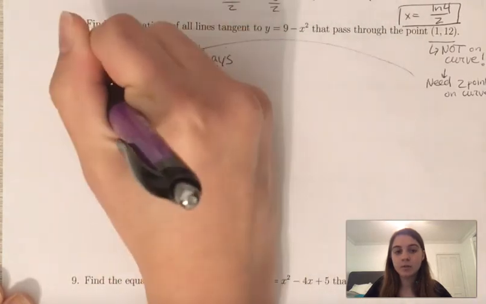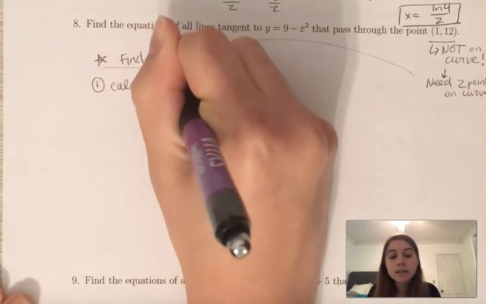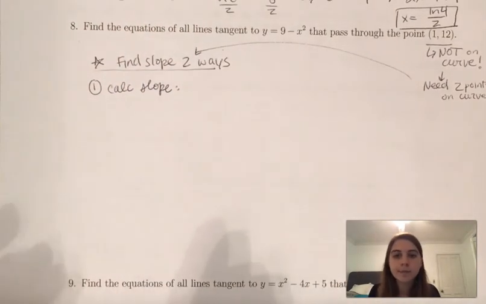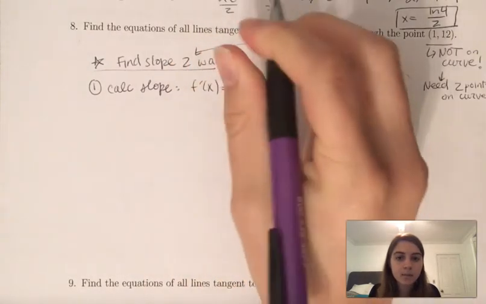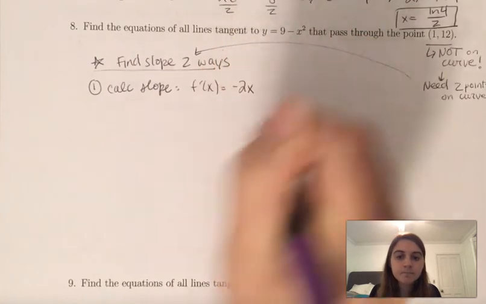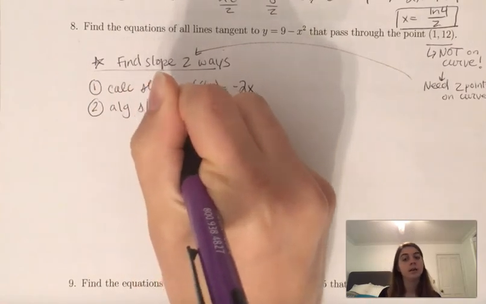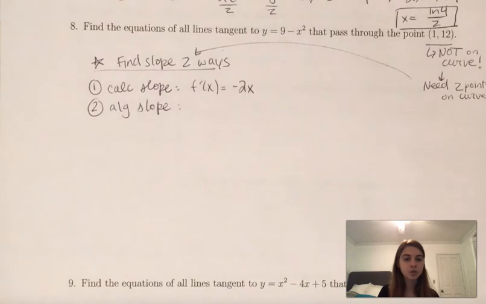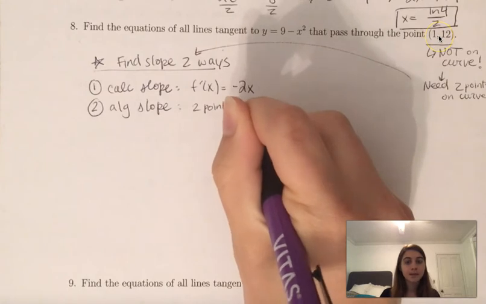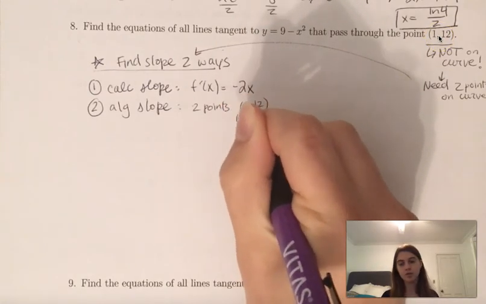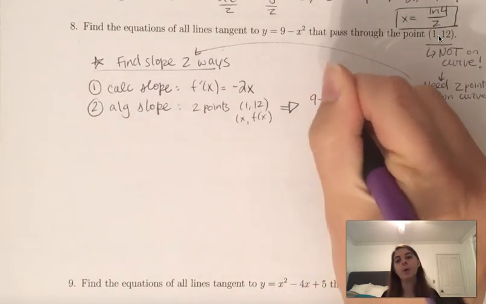So we're going to find the slope 2 different ways, and then set them equal, like I said. The first way is the calculus slope, which is the derivative, like we've been talking about. And that's just negative 2x. Nice and simple. F prime of x. Now we're going to find the algebra slope. That's y2 minus y1 over x2 minus x1. So we need 2 points for that. The first one is 1, 12. But the second one is just x, f of x, because we're trying to solve for x by setting these two equal to each other, so we want x in it.